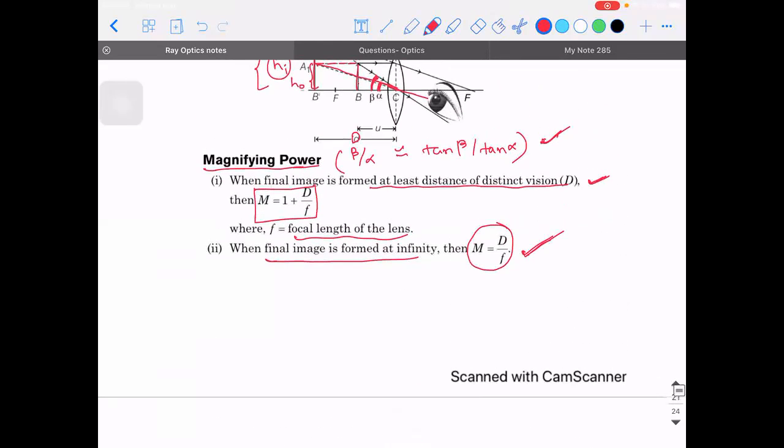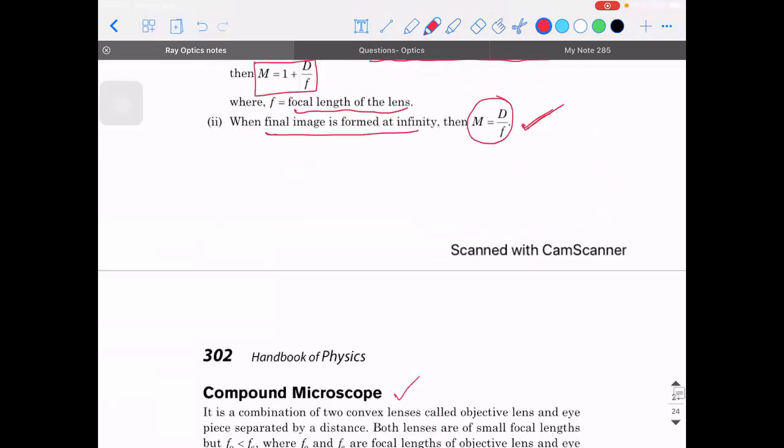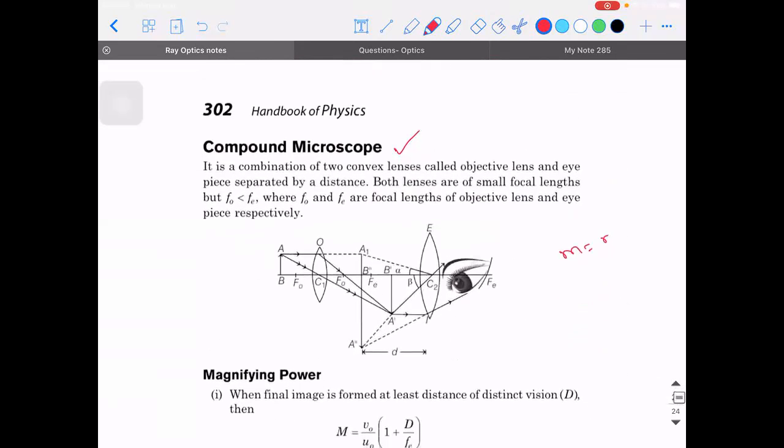Simple microscope, in the lab, if you're using a vernier caliper or something and you want to see the accurate reading, what do you use? Magnifying glass. Magnifying glass, we call it a simple microscope. The compound microscope is used for seeing very small objects, like the microorganisms in biology. That's where the compound microscope comes into action.